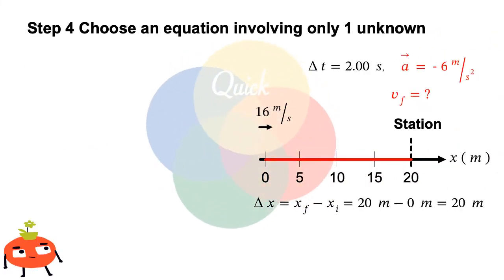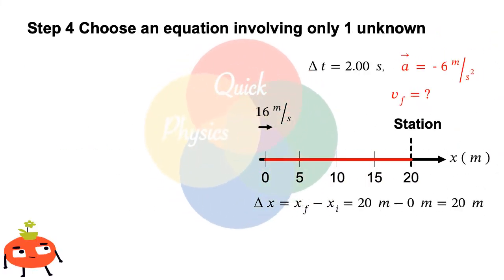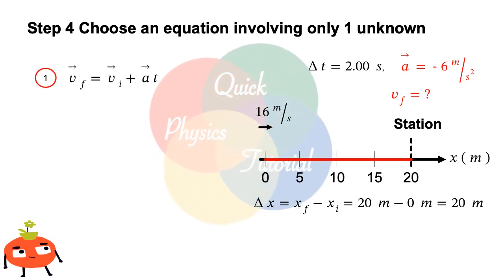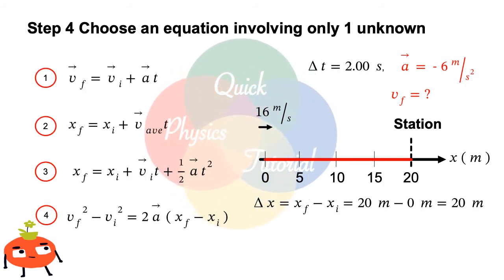Next, to solve for letter B, the final speed of the train, we write again the four standard equations. Step 4 is to choose an equation involving only one unknown variable to solve for the final speed of the train at 2 seconds. Looking at equation 1, the only unknown variable is the final velocity, so equation 1 can be used to solve for letter B.